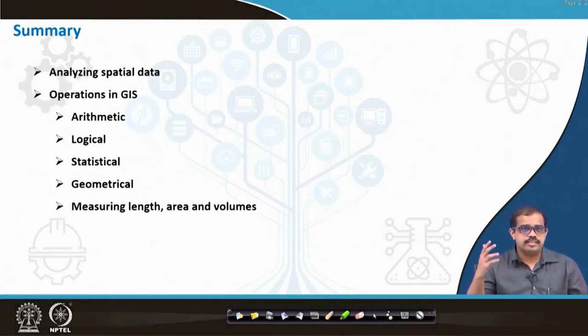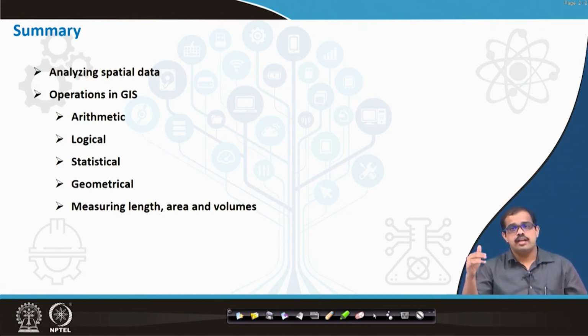So in summary, we have understood how basic spatial analysis is done. We have looked at operations in GIS, for example, what is an arithmetic operation, a logical operation, a statistical operation, a geometrical operation, and measuring length, areas, and volume. All of these we have looked at as of now.